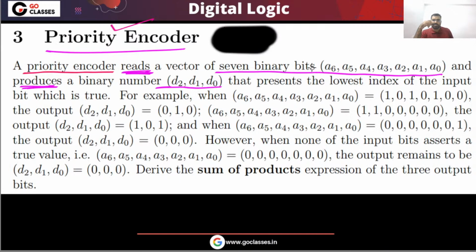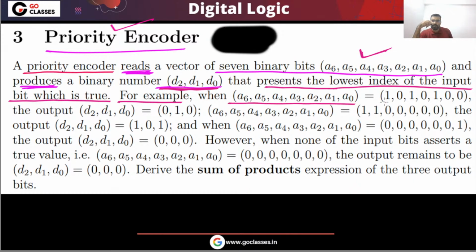What is the question saying? When you read this input, you will produce this output that presents the lowest index of the input bit which is true. What does it mean? Who is given more priority? For example, when your input is like this, your output is the same as the lowest index. You can notice that the output will be the same as A2. Similarly, the output will be the same as A5.